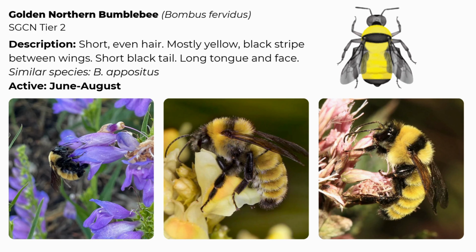The golden northern bumblebee, Bombus fervidus, is going to be the most difficult to tell from both the American bumblebee and the white-shouldered bumblebee, in cases where maybe it's a little bit more pale than some of the others. And it is a tier 2 species found in this area from June through August. And it also has that short little black final segment on the abdomen.